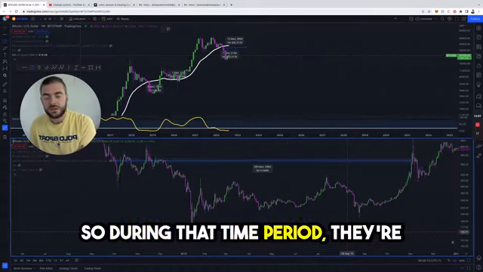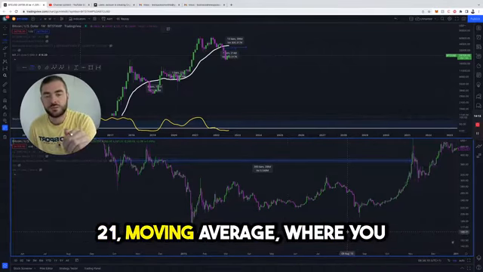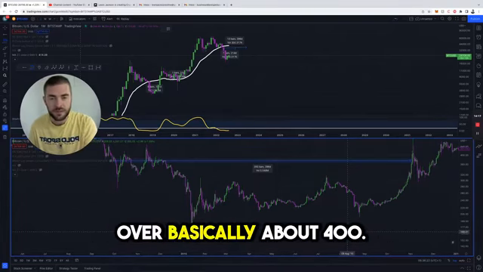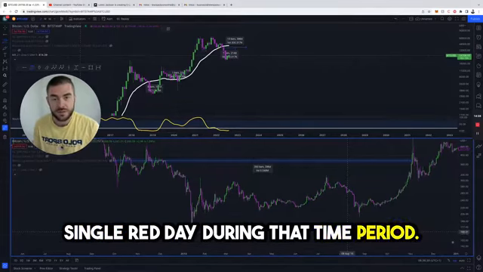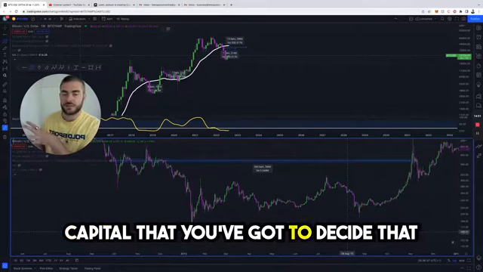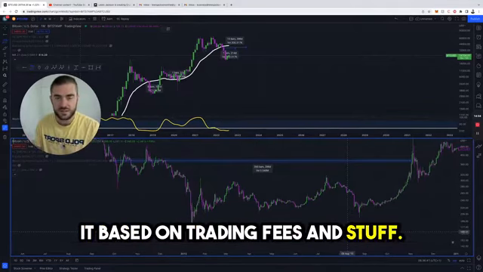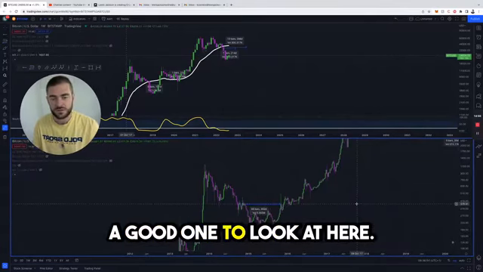So during that time period, there are actually 190 days under the 21 moving average where you would have entered the market. And that is out of a possible of basically about 400. That's around a 0.5% allocation every single red day during that time period. So depending on the amount of capital that you've got to the side, that is either worth it or it's not worth it based on trading fees and stuff. Which is just simply why I really think the weekly chart is the good one to look at here.